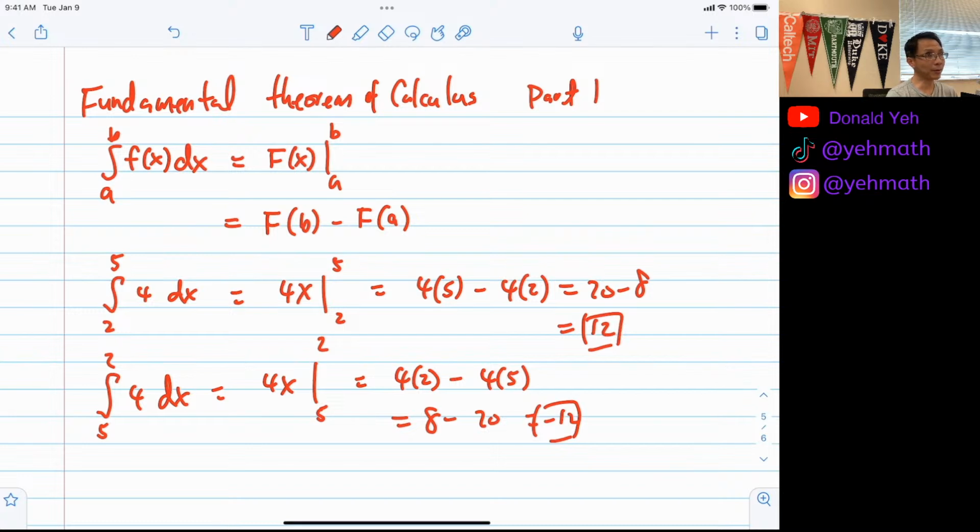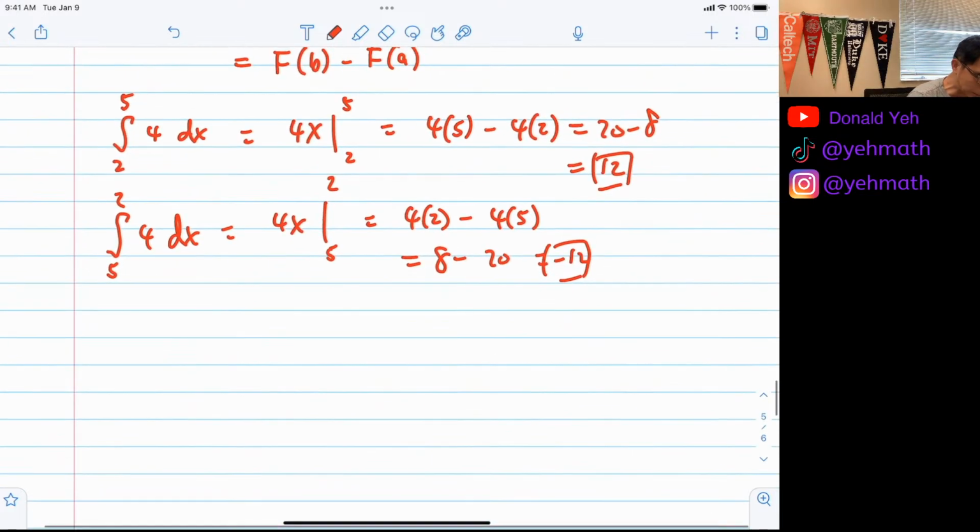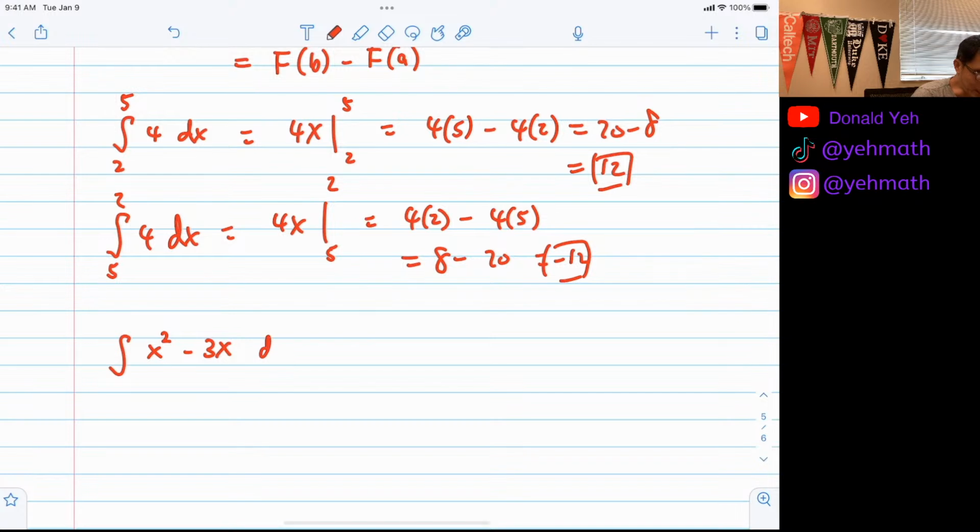Am I going too fast? No? I'm going to show you something: x squared minus 3x dx between 2 numbers. What will be the 2 numbers? Between 2 and 5? How about that?